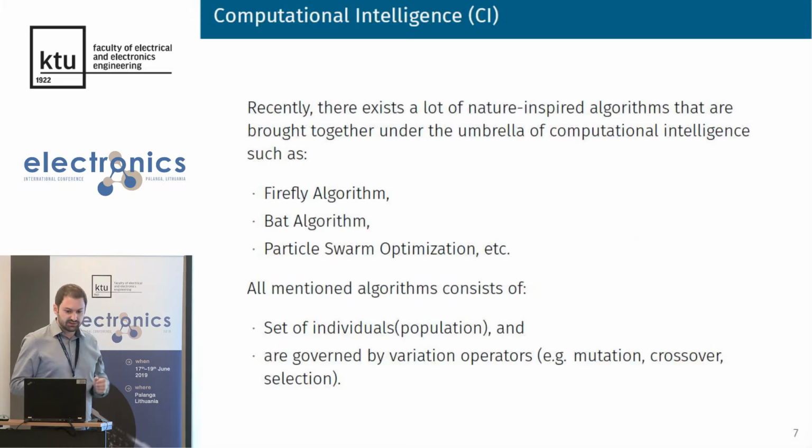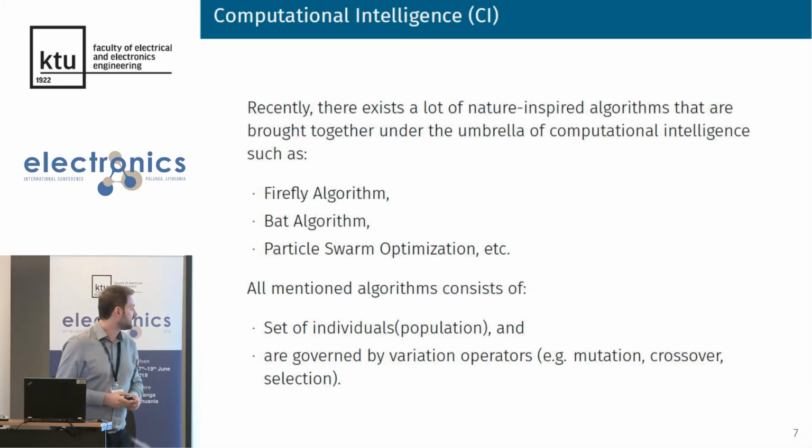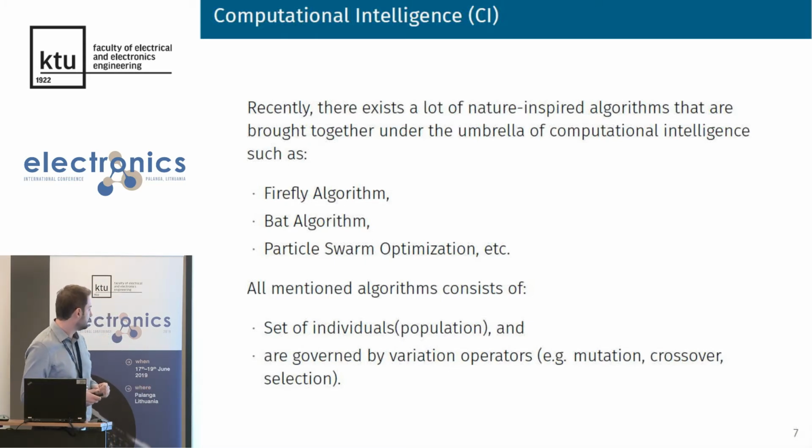Computational intelligence. Recently there exist a lot of nature-inspired algorithms that are brought together under the umbrella of computational intelligence, or CI for short. Some representatives of such algorithms are, for example, the Firefly algorithm, the Bat algorithm, particle swarm optimization, the Grey Wolf optimizer, cuckoo search optimizer, and so on. What is common to all of the mentioned algorithms? Every algorithm consists of a set of individuals, called the population, and those populations are governed by variation operators such as mutation, crossover, or selection.